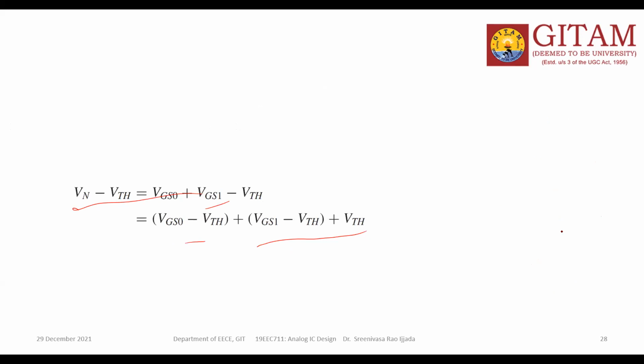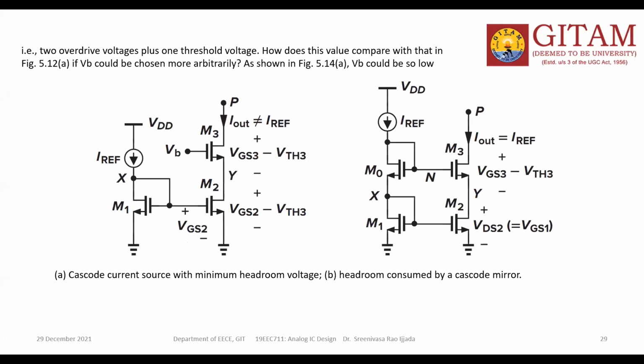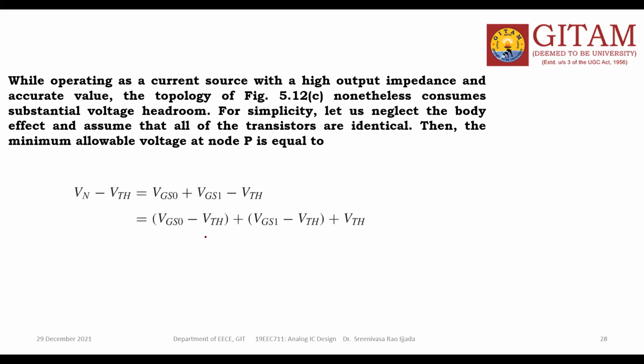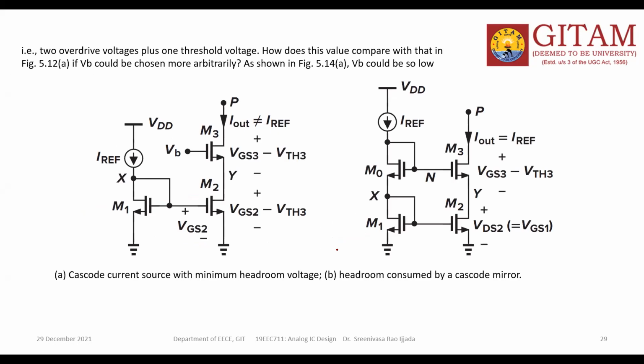Minus Vth. Okay, so then you can expand like this. So the two overdrive voltages plus one threshold voltage. In the earlier equation, if you take this one and this one, these two are what? Overdrive voltage of the M0 transistor, overdrive voltage of the M1 transistor, plus Vth. So that is written in the statement form: the two overdrive voltages plus one threshold voltage, this voltage.